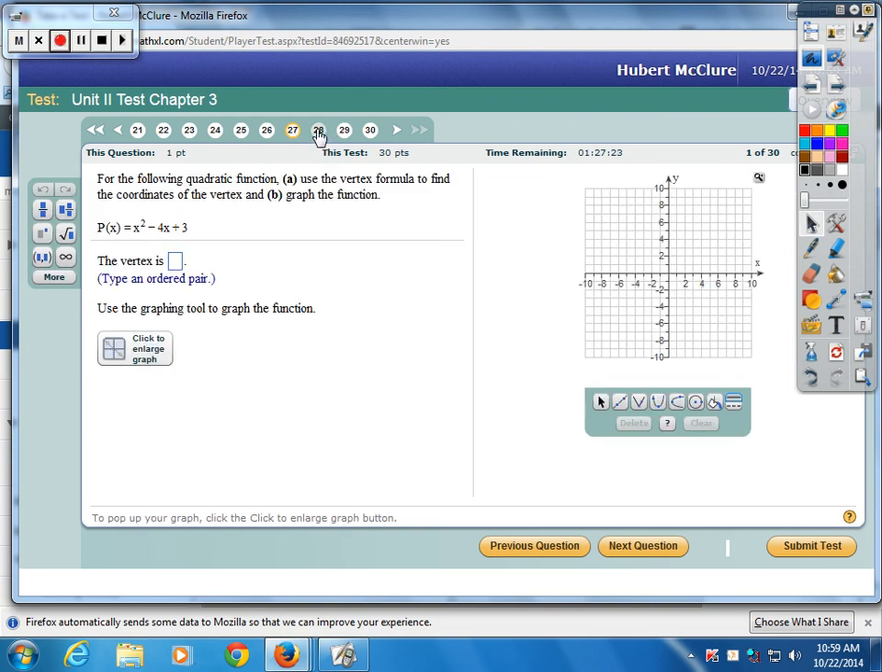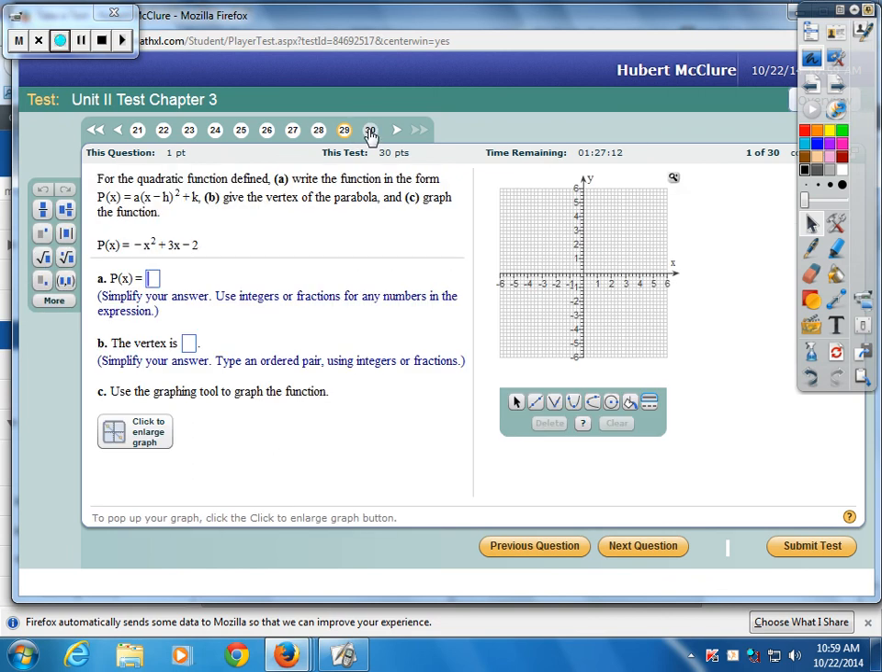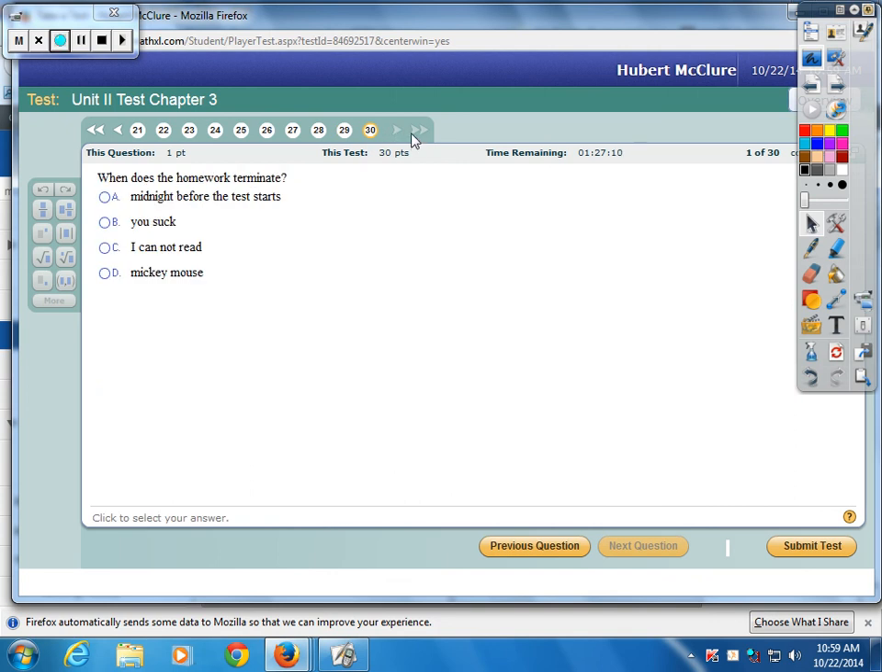Now all they're looking for is the x-intercepts. Do you have to find the vertex if they just say solve? No, you don't have to find the vertex. And same type problems over and over. Is that it? That's it.